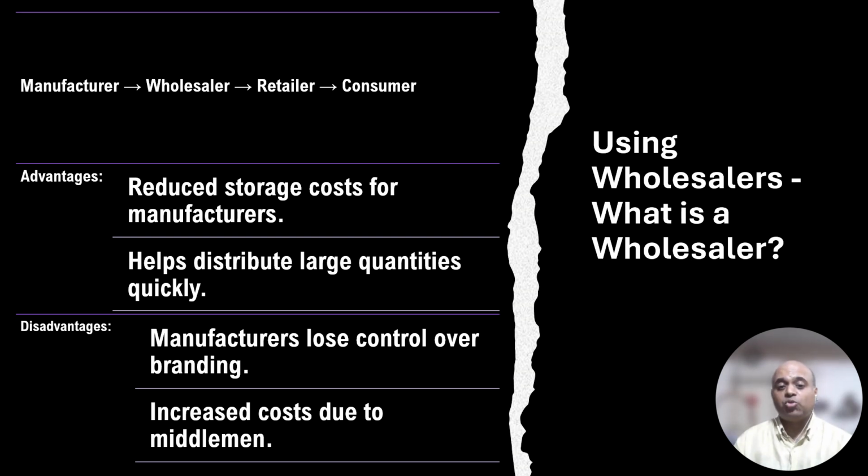storage and transport costs. That brings us to the third channel of distribution, which is manufacturer to the wholesaler, then from wholesaler to the retailer, and then from retailer to the consumers. Now let's look into what are the advantages of this channel of distribution.